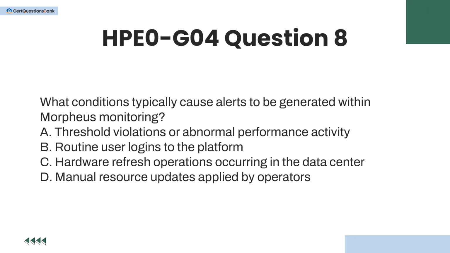What conditions typically cause alerts to be generated within Morpheus monitoring? A. Threshold violations or abnormal performance activity. B. Routine user logins to the platform. C. Hardware refresh operations occurring in the data center. D. Manual resource updates applied by operators.